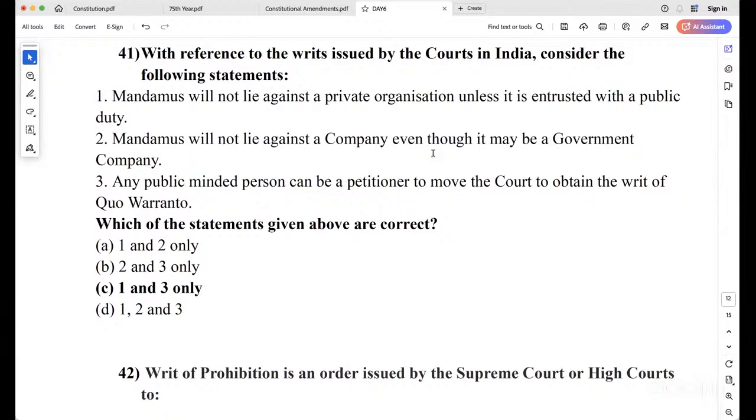If we say that mandamus can be given even to a private company for doing a public duty, then will we give it to a government company or not? We will give it, right? That's all, it's simple. Why do you think it is so confusing? So, can any public-minded person be a petitioner? Yes, for quo warranto. So the second statement is wrong. If it is a government thing, we can give mandamus. We can command them to do certain things. That is with respect to a government company.